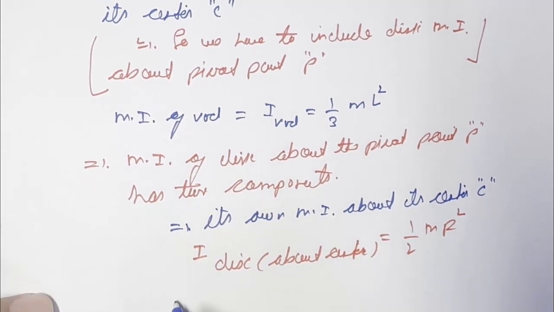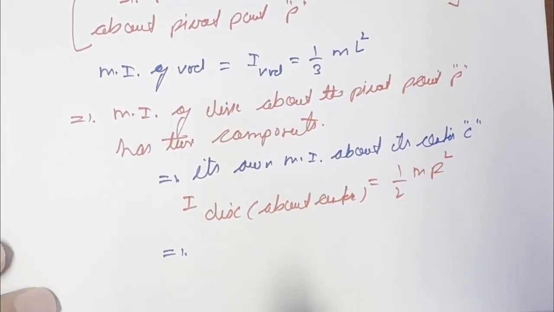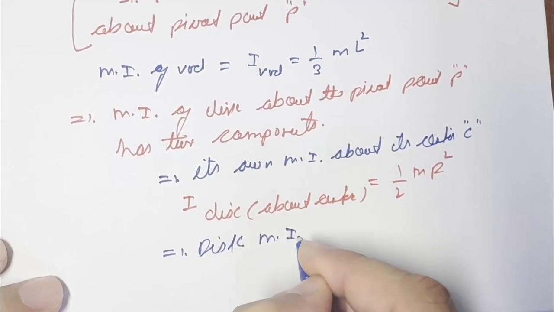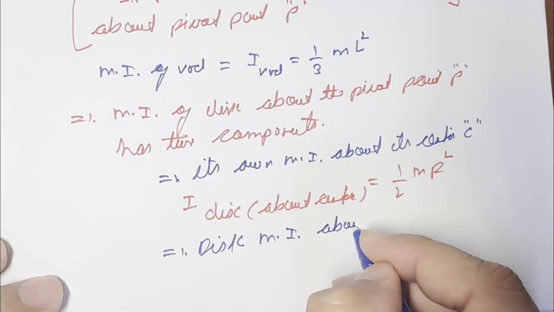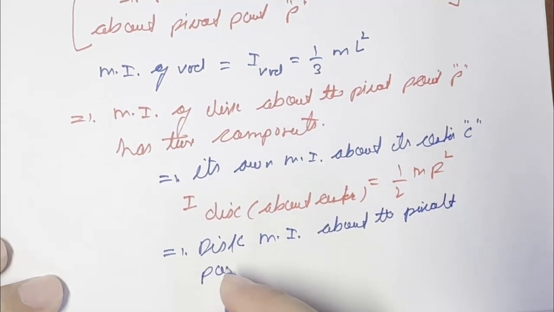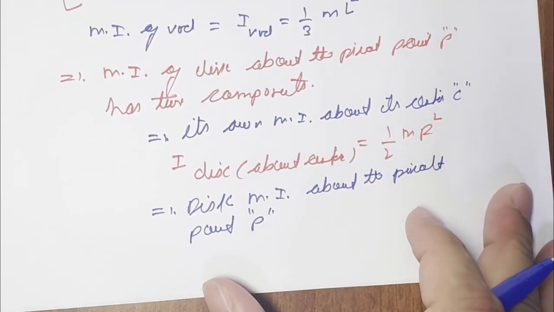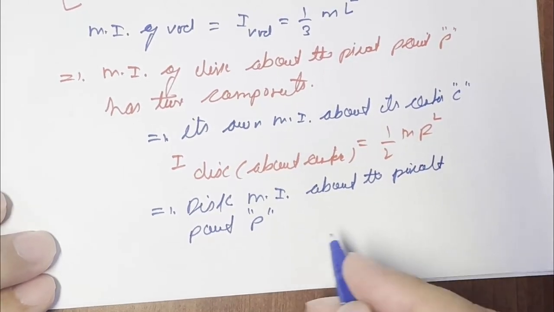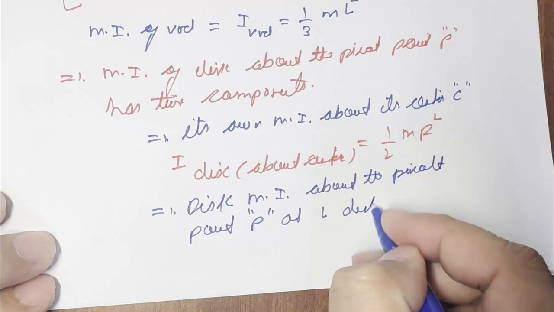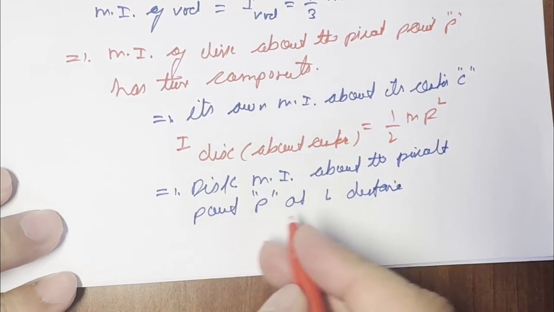Now the second part is the disk moment of inertia about the pivot point, which is taken as P. The pivot point is at L distance. So in order to solve this, we are going to use the theorem of parallel axis.